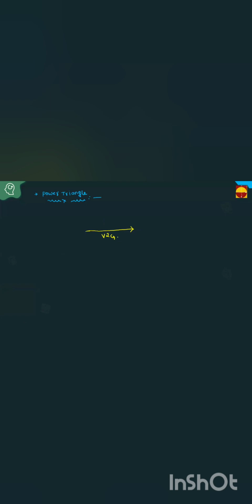V square into G equals active power. What about this one, students? V square into BC. This is equal to QC. And this resultant, V square into Y, this is apparent power. This is reactive power. This angle is theta.